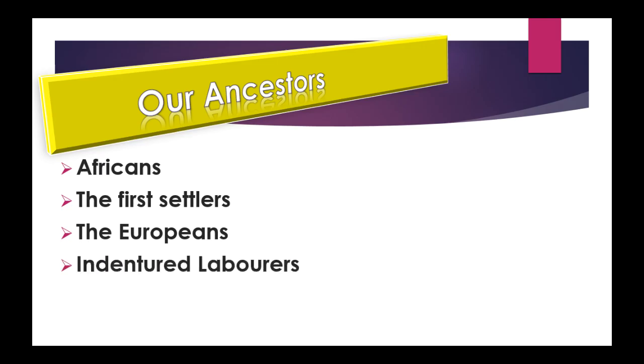Indentured laborers. Who are these people? Following the emancipation of the slaves, from the 1830s onwards, people began to arrive from India and China as indentured laborers. They worked on sugar plantations and in sugar factories and were usually contracted for a period of 5 years. After this, they were free to return home, but many decided to stay.